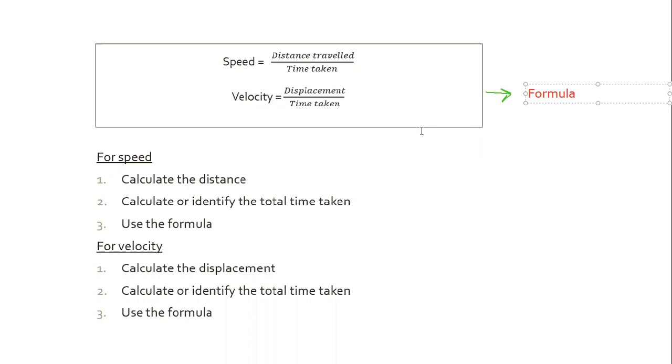So what are the three steps we use to calculate speed? The first step is calculate the distance. Second is calculate the total time taken. Third, use the formula. Then for velocity, the three steps are: first, calculate the displacement; second, calculate the total time taken; third, use the formula.